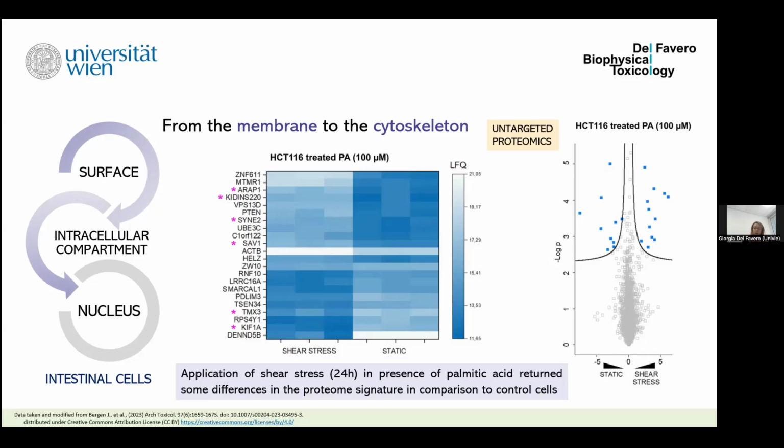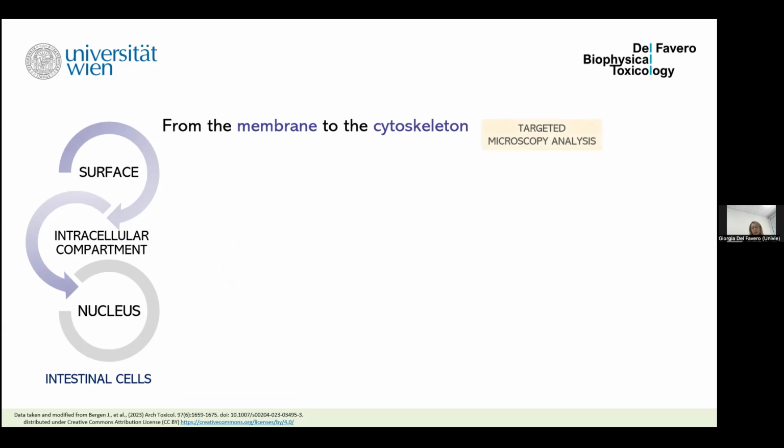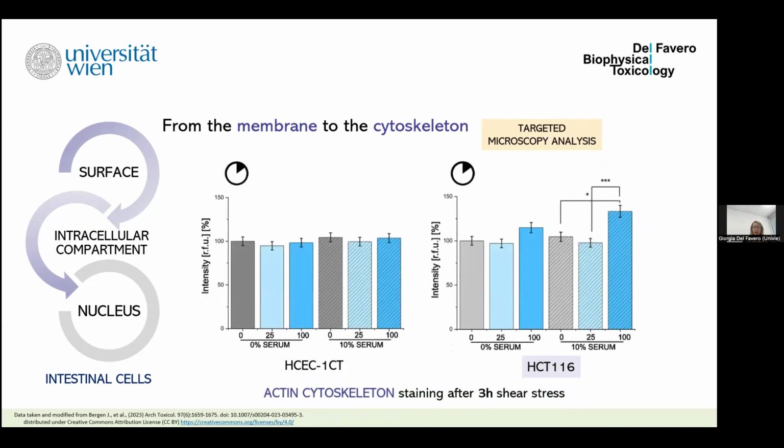The presence of the palmitic acid changed the regulated protein profile a little bit in comparison to the control cells. What was particularly interesting for us is that the cells exposed to palmitic acid and shear stress upregulated actin, which brought us one step further down into the intracellular compartment in our analysis, if you will. So we made some additional experiments, this time trying to confirm our finding with some targeted analysis of the actin. What we could observe is that already after 3 hours of incubation, the HCT116 started to increase the signal of the actin, a response that consolidated after 24 hours of exposure, thus confirming the data that we collected in the proteome signature.